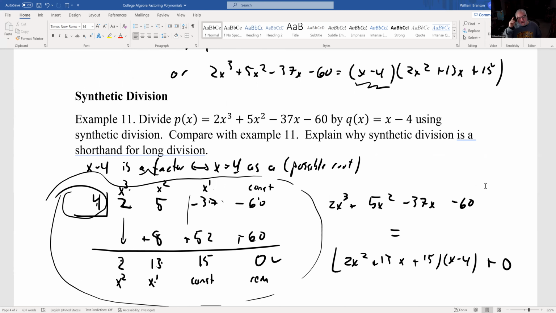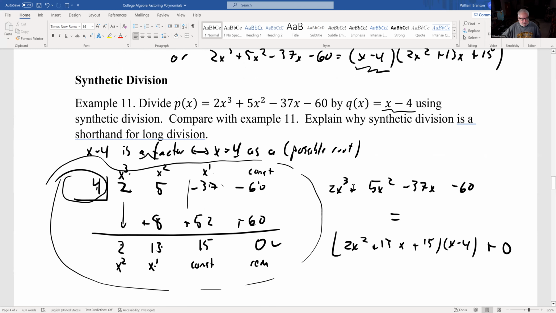So synthetic division is a useful way to do division by a factor. It's a little quicker, but it's doing the same thing as long division. So we'll do much more synthetic division than we will do long division.